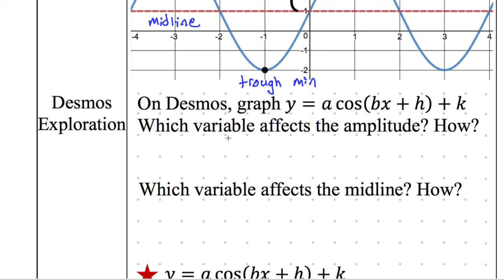So you need to right now figure out which variable affects the amplitude. Is it a, b, h, or k? X, again, is that independent variable, so you don't worry about that. A, b, h, or k, which one affects it and how? And same thing for midline. Go ahead and do that now.